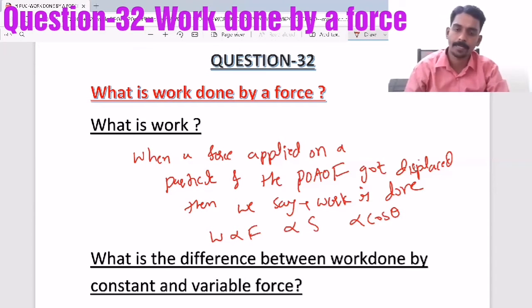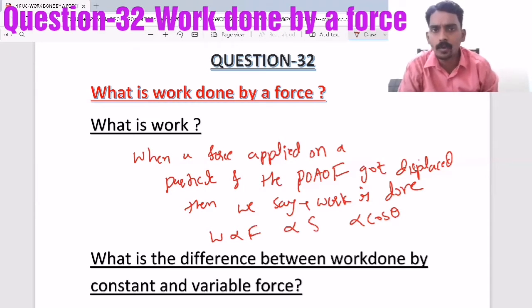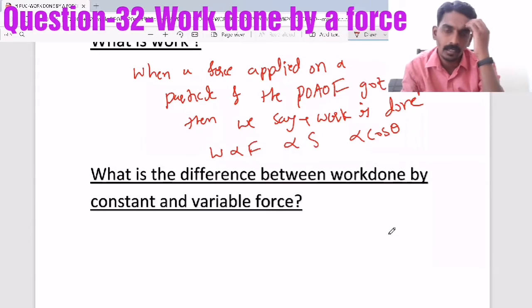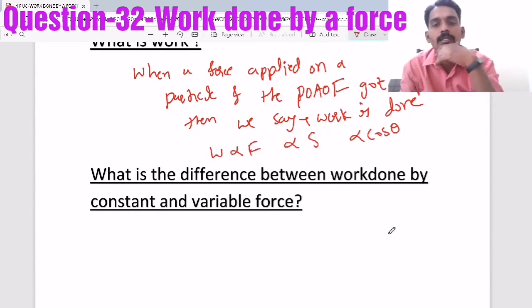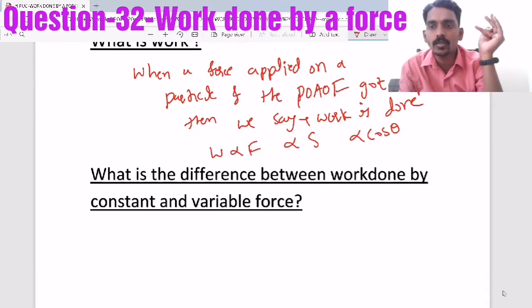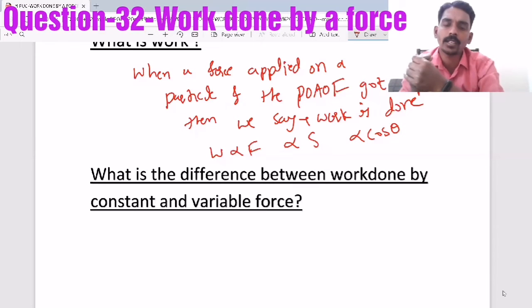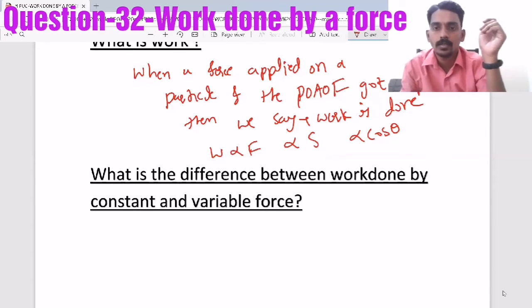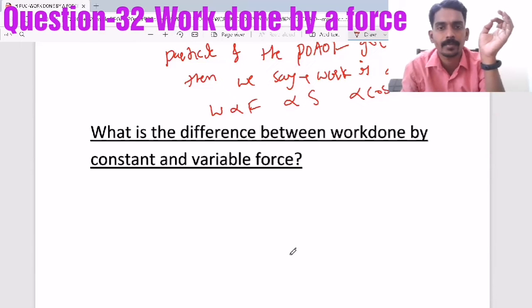cos theta. Here you are applying force, the particle is taking displacement, but additionally I am telling one more quantity, theta. So why did theta come in the equation? Because the direction also matters. So we always have to consider the direction of force and the direction of displacement, so that the angle between force and displacement is theta, on which the work done also depends.